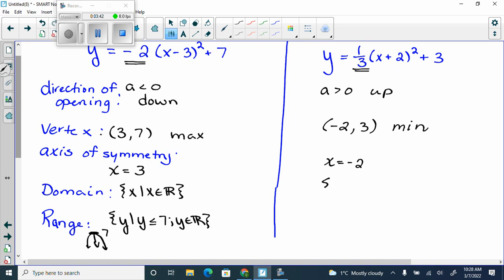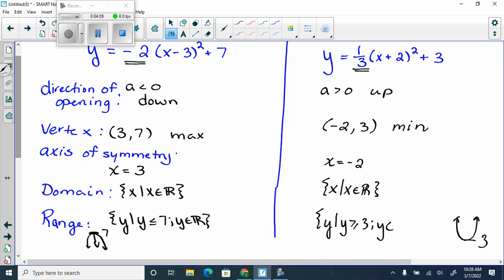And what's my domain? X is an element of the reals. And you're going to help me with the range. It is concave up. What's my lowest y value? 3. So what's my range? Y such that y is greater than or equal to 3, y an element of the reals.